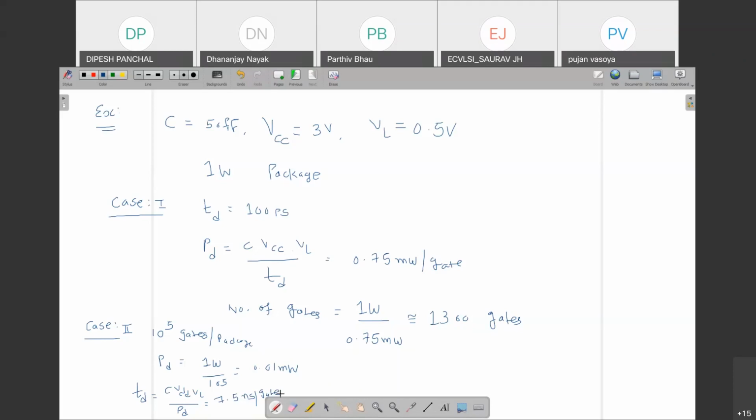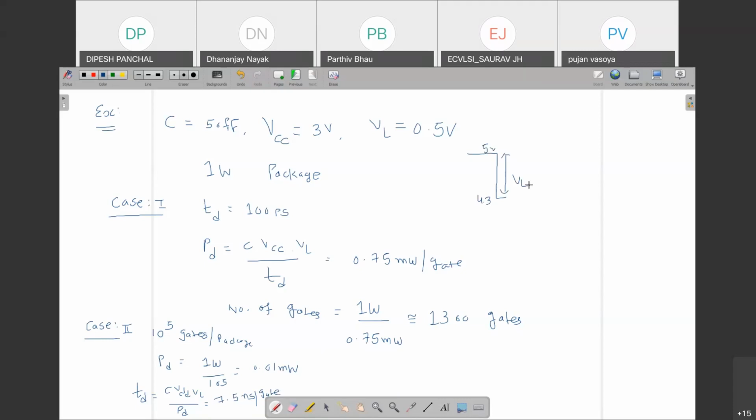It's fine now. So the conclusion is that, due to breaking of voice, I can't understand what is VL. VL is the logic swing. Suppose my maximum output is 5 volt and minimum output is, let's say, 4.3 volt. So this difference is called the logic swing. You get it? VCC is my supply voltage, 3 volt.